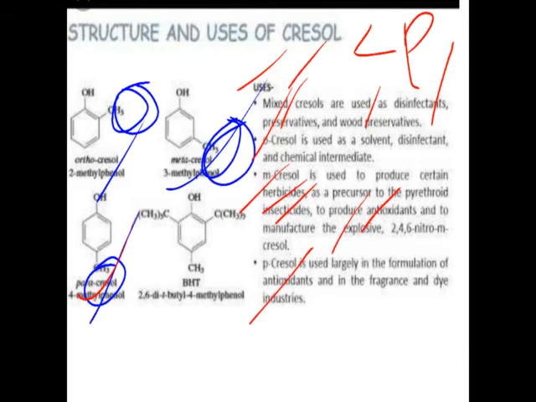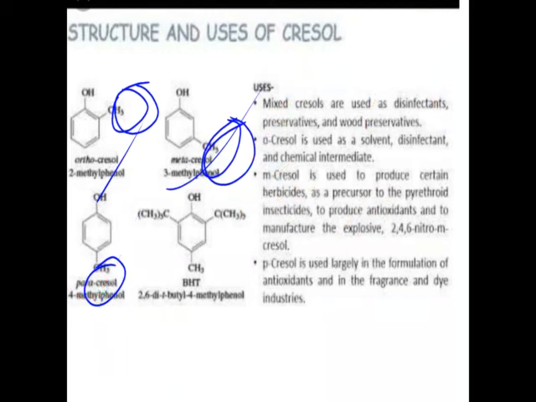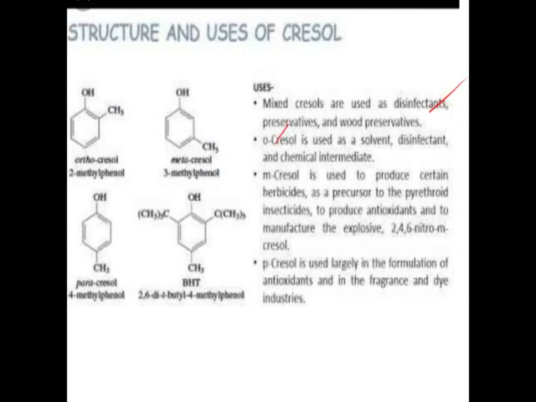And paracresol is used in the formulation of antioxidant, and it is used in the fragrance and dye industries. So these are the uses of cresol. The cresols, or their mixture of ortho, meta and para, can be used as a disinfectant, preservative and wood preservative. Orthocresol is used as a solvent, disinfectant, and chemical intermediate. Paracresol is used in the fragrance industry and the dye industry. It is also used as an antioxidant.